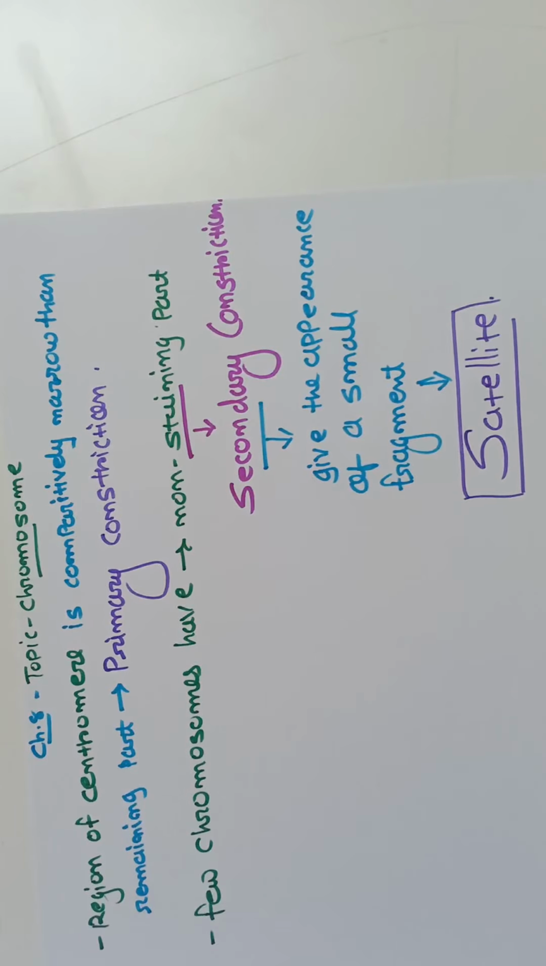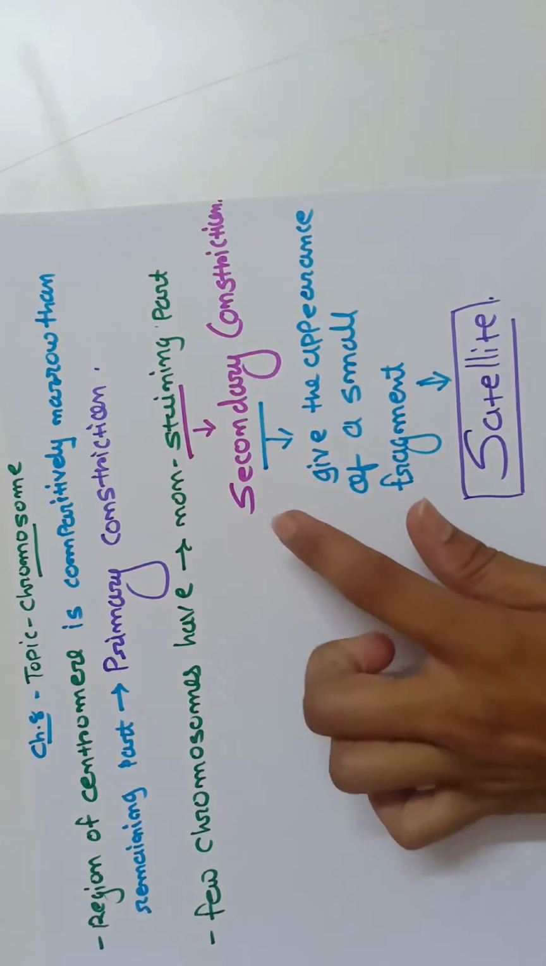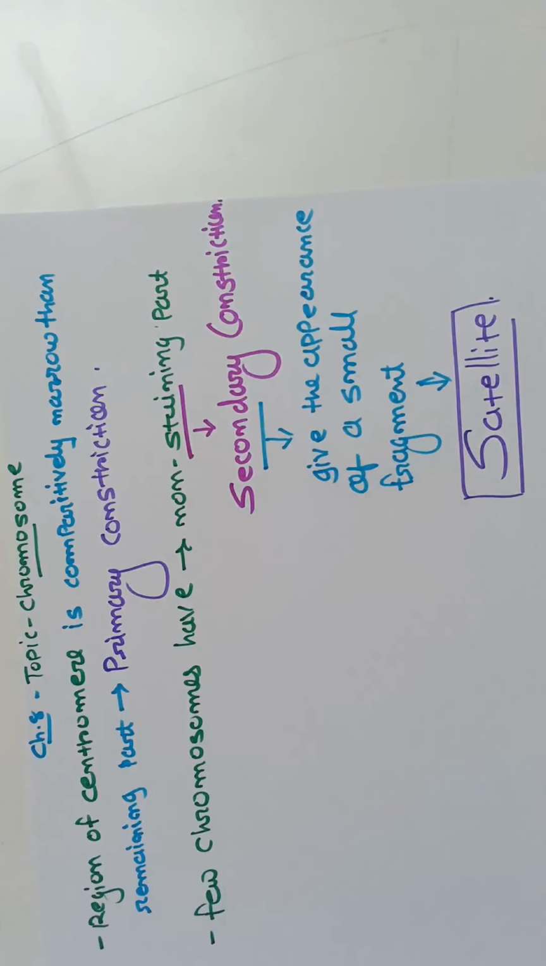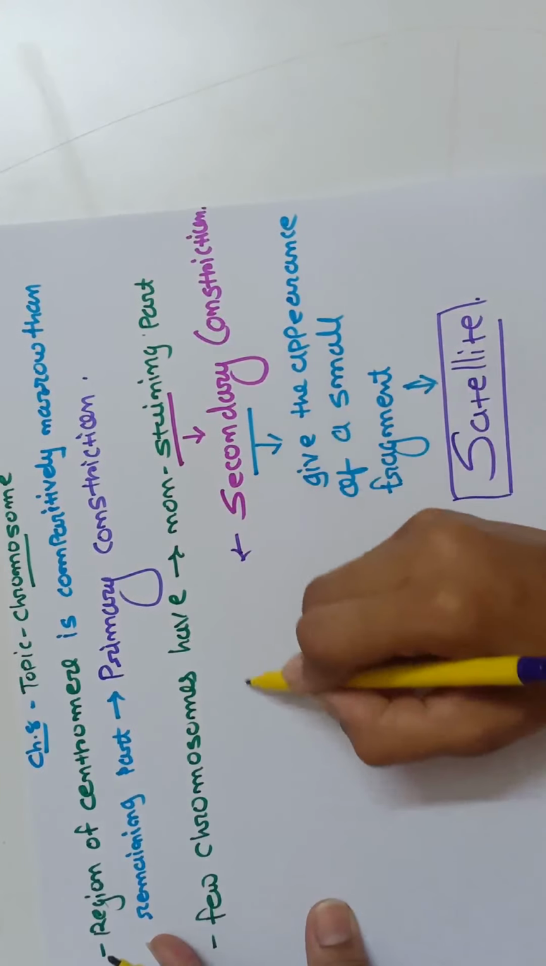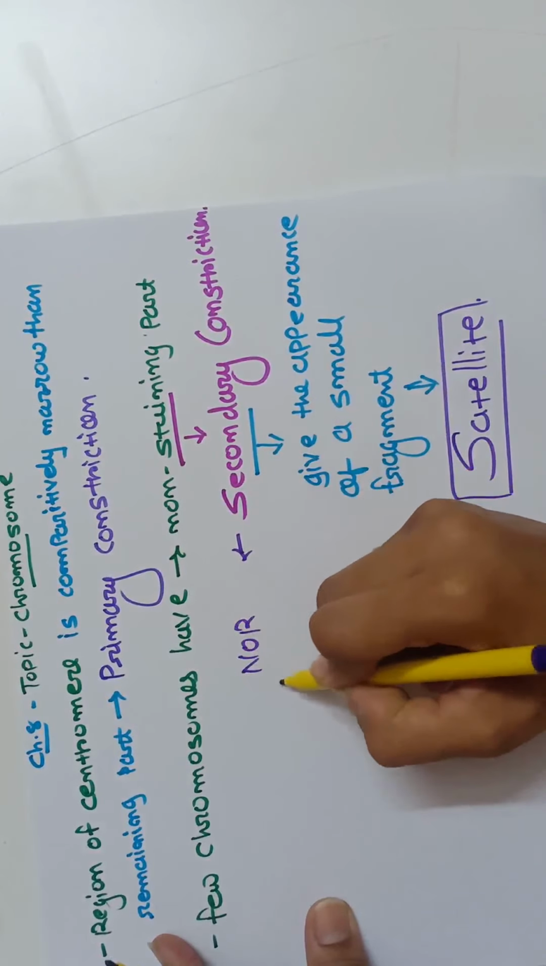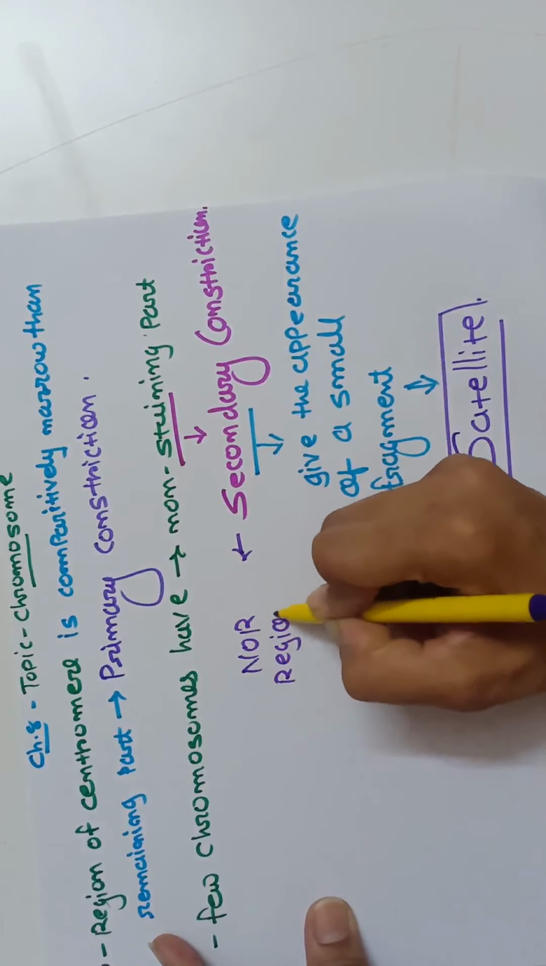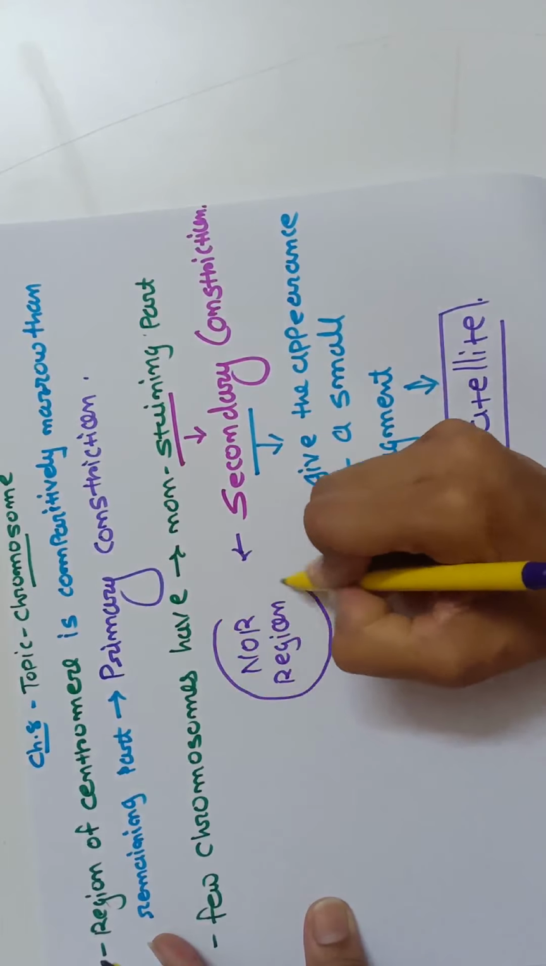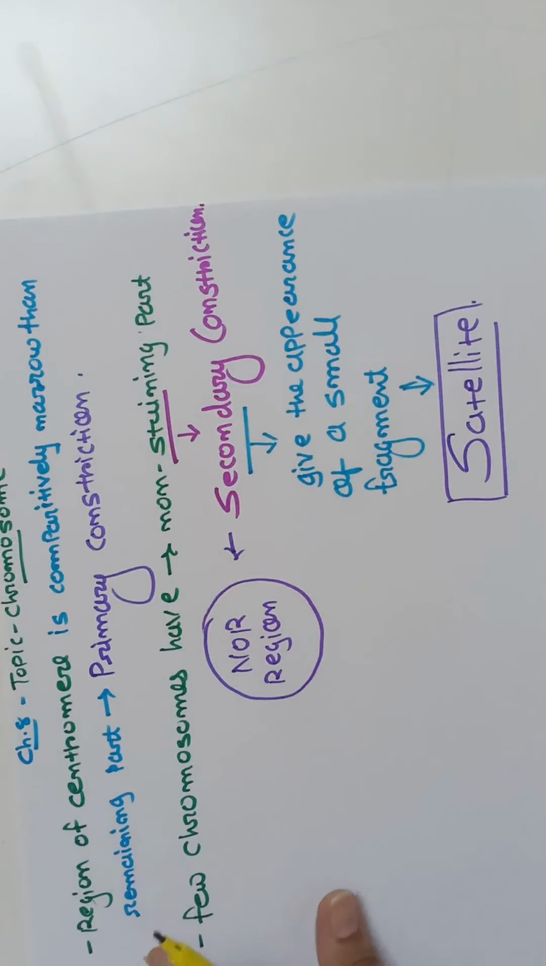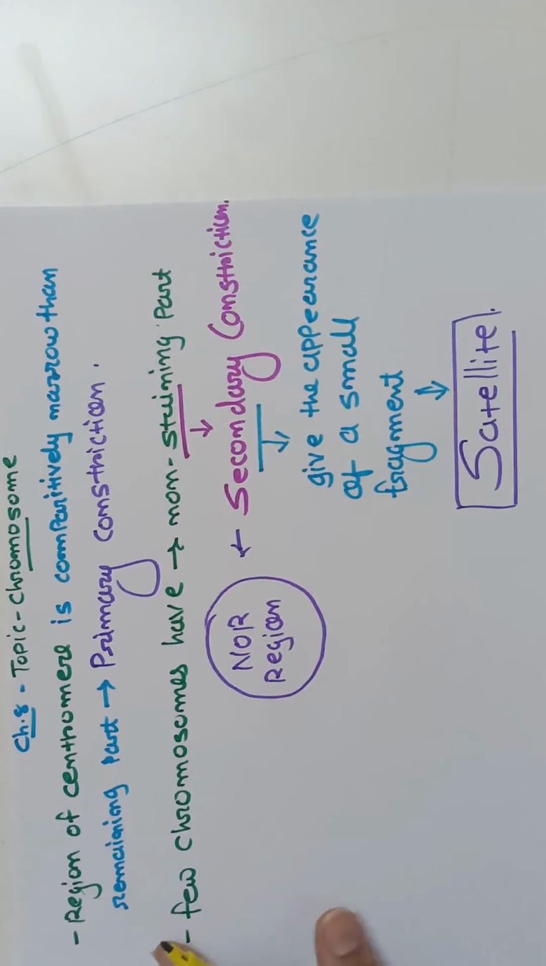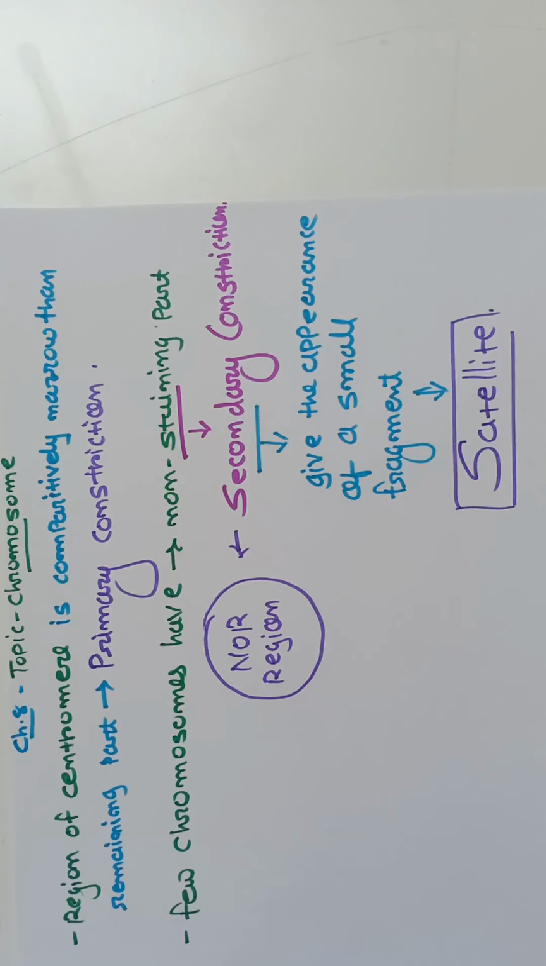Students, this secondary constriction is also known as the NOR region. The NOR region was already studied in our previous video. This is the nucleolar organizer region, which attaches to the nucleolus present inside the nucleus.